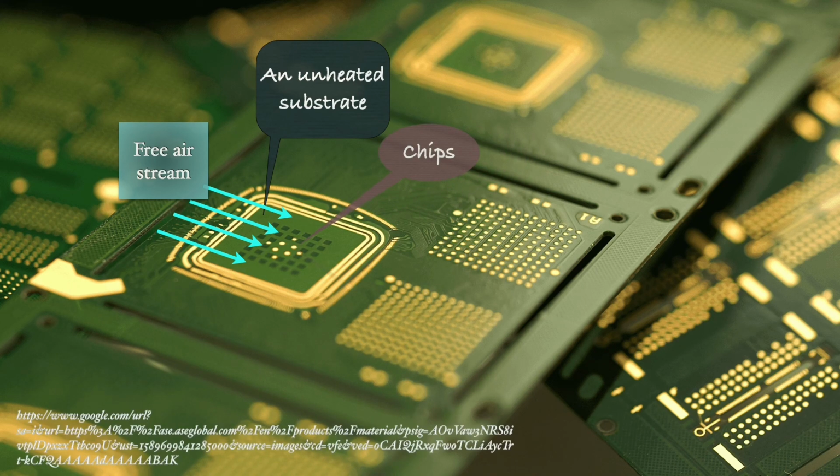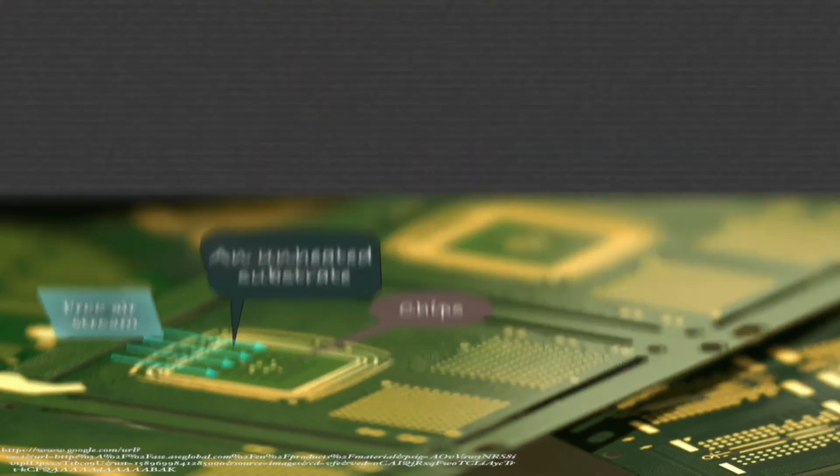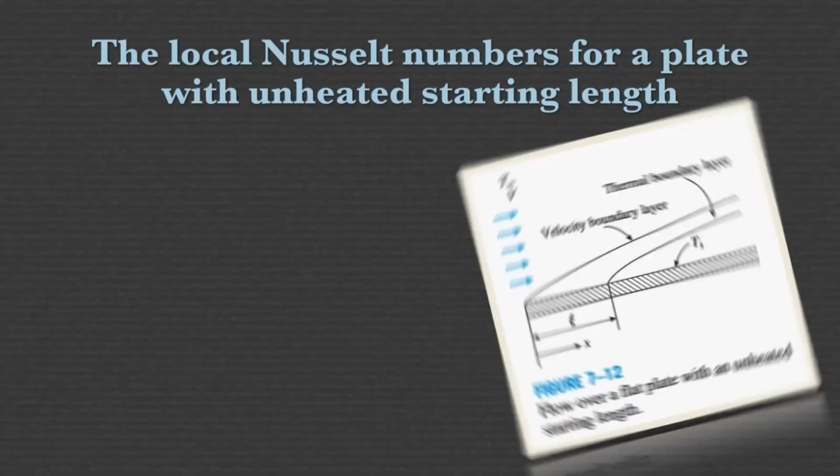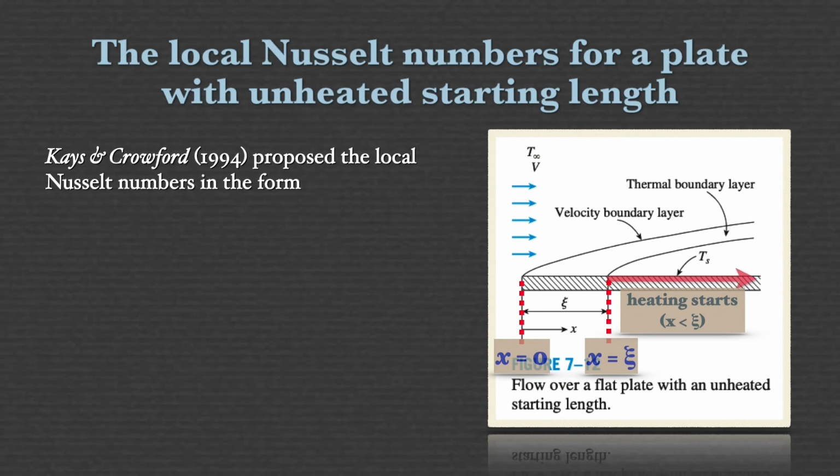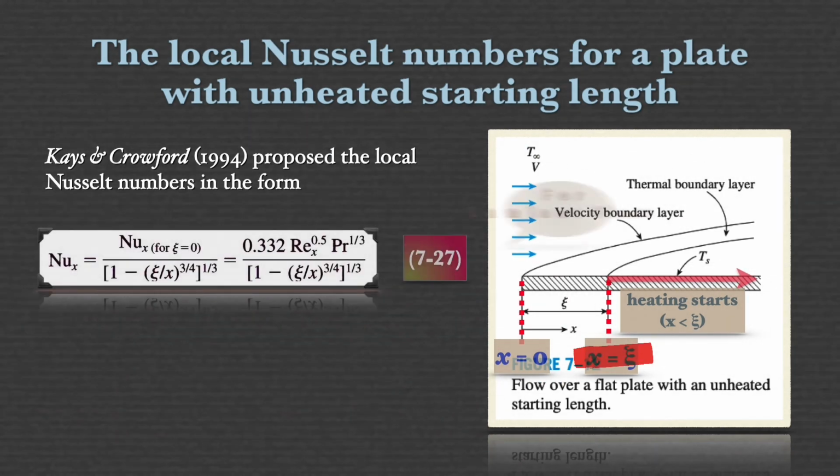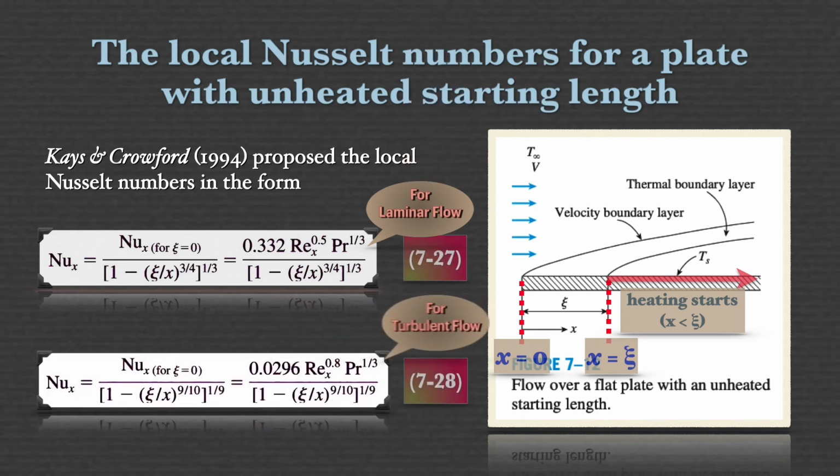Consider a flat plate whose heated section is maintained at a constant temperature for x equals ξ and beyond. Therefore, the local Nusselt numbers for both laminar and turbulent flows are determined based on equations 7.27 and 7.28, respectively.